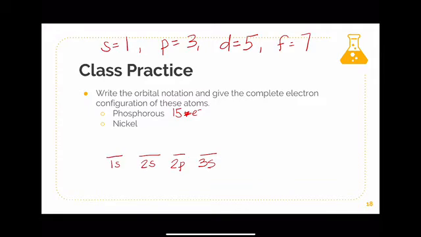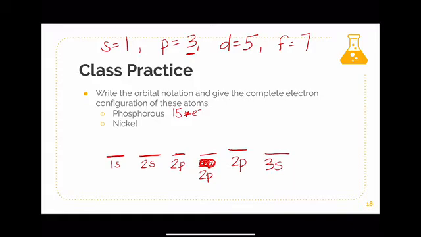All right? Now, for the S's, we just draw one line because it holds 1 pair of electrons. Okay? For the P's, we have to draw 3 lines because it holds 3 pair of electrons. So I'm actually going to change this one to 2p. 2p. Okay? So, and then the next one was going to be 3s.